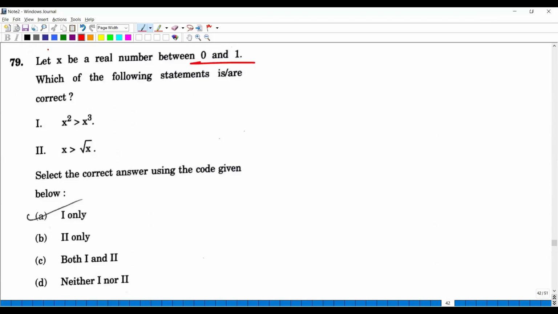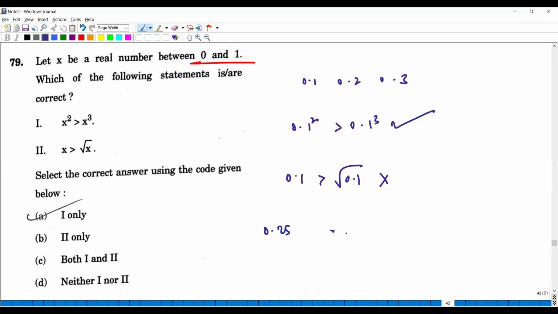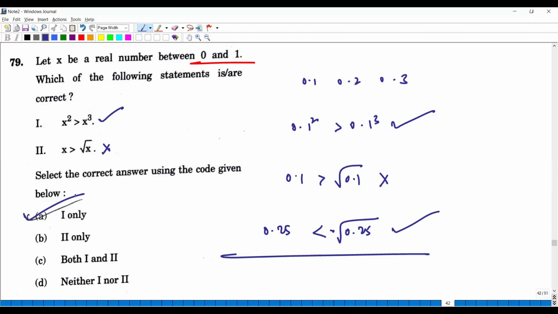In between 0 and 1, you better take 0.1, 0.2, 0.3 values. 0.1 squared is greater than 0.1 cubed. This is correct. 0.1 is greater than root of 0.1. This is incorrect, because if you take 0.25, the root of 0.25 is greater. Other than 0.25. Therefore, first one is correct, second one is wrong. So when numbers are in between 0 to 1, you must remember root x is greater than x is greater than x square is greater than x cube and so on.